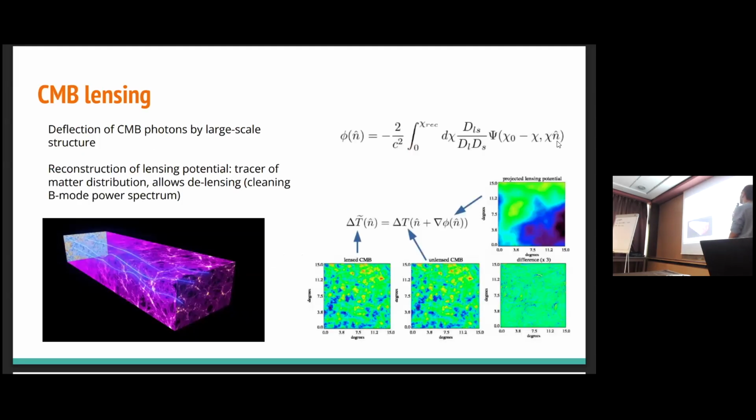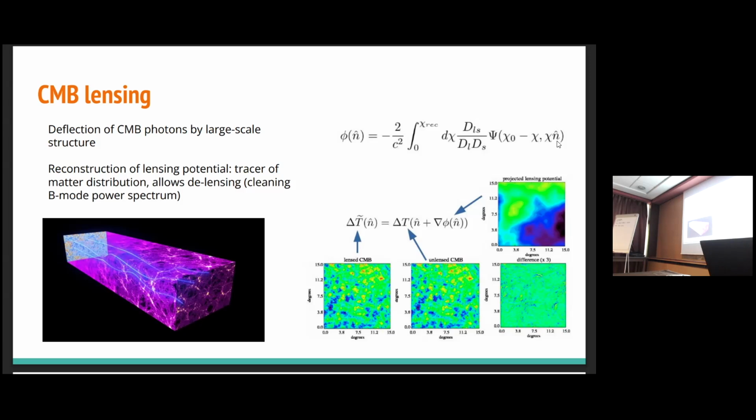So we're talking about CMB lensing, which is the deflection of CMB photons by large-scale structure. It falls into the weak lensing regime. One of the most important features of this effect is that it is an integrated effect, so it's a cumulative effect. The lensing potential can be computed with this integral on the top right, and we see that this is basically an integration of the gravitational potential psi.